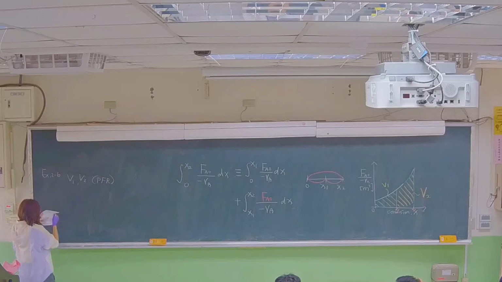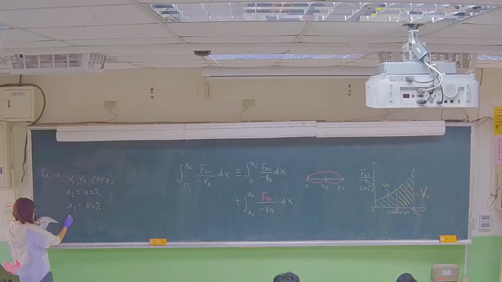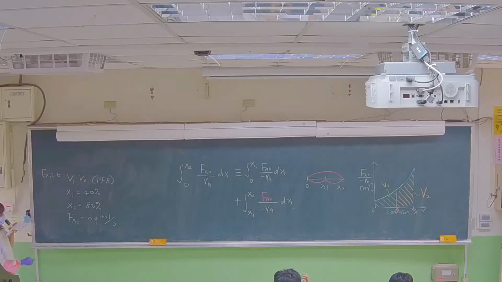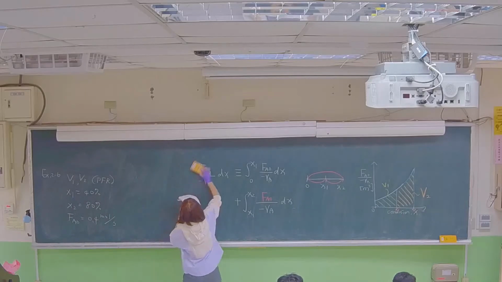Okay, and the intermediate conversion X1 is equal to 30%. Final conversion X2 is equal to 80%. The entering molar flow rate FA0 is 0.4 mole per second. Very familiar data. And also the table is shown in your handout.